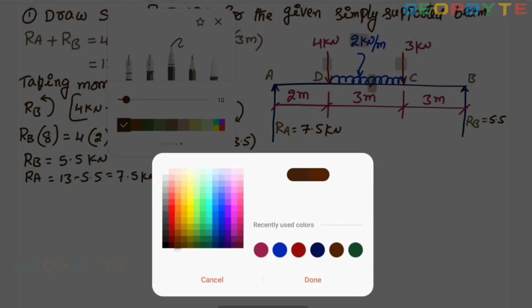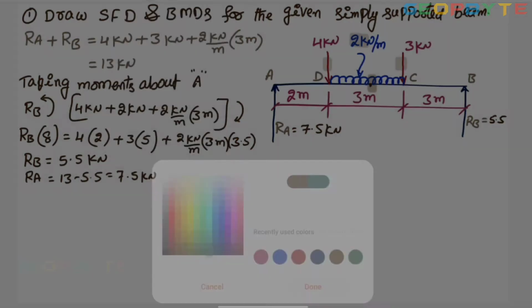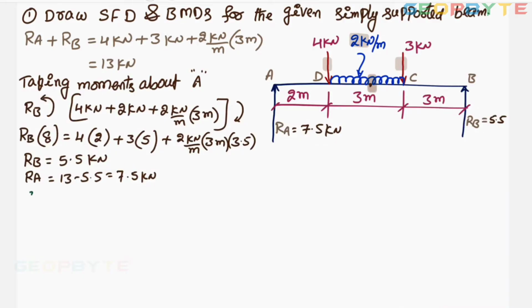For SF calculations, let us take a different color. Downward forces you take positive. Upward forces you take negative. That's all. Now let us calculate the shear force values from right to left.